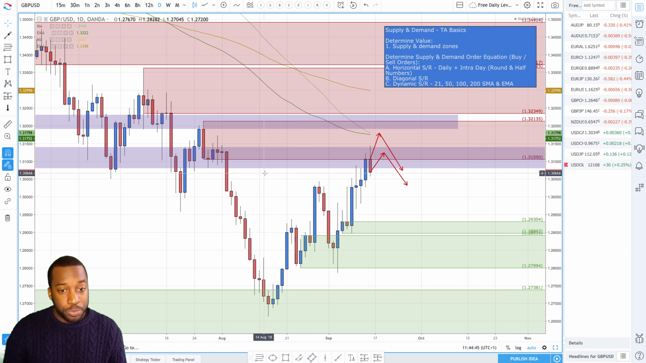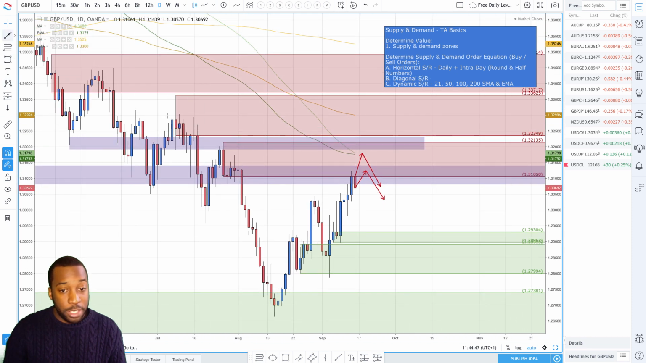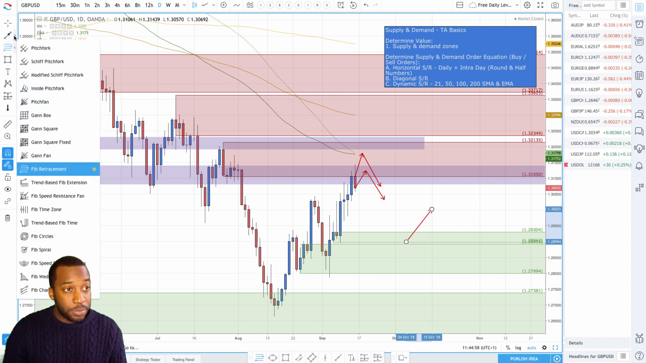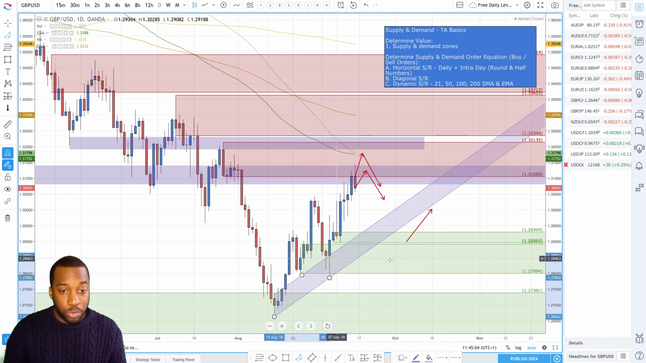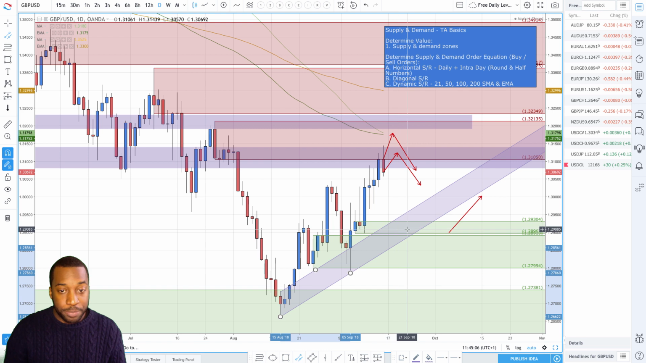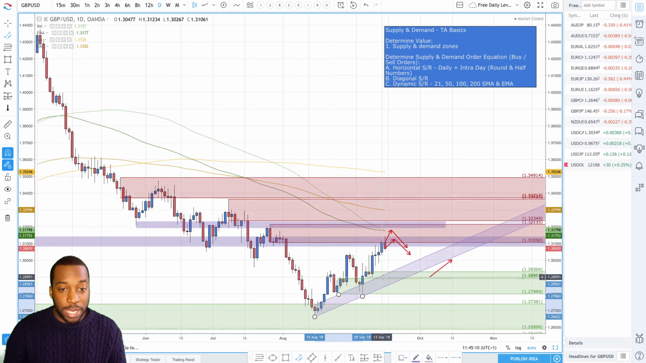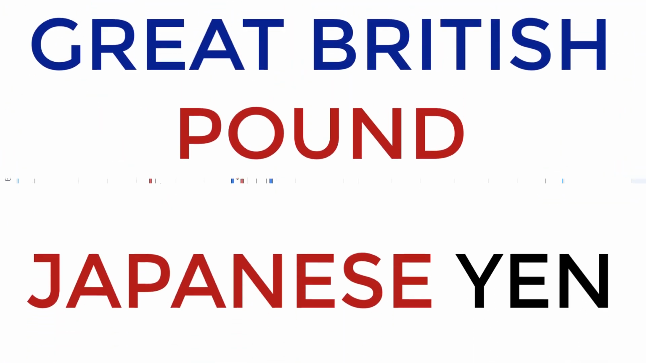And then what you would do is look for any buy trades around here. I think from a technical perspective, I do like this buy. And then look for diagonal support and resistance within that area. And then I think all the moving averages are facing down, so you wouldn't get any dynamic support and resistance.